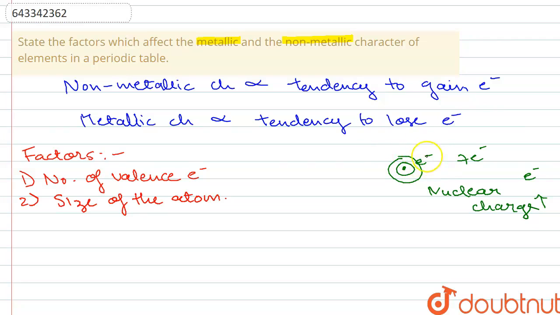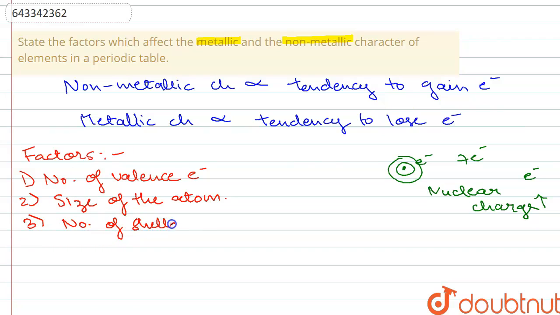Now if they are tightly bonded, it will be difficult for us to remove electrons. So these elements that have smaller size will have less tendency to lose electrons. If they have less tendency to lose electrons, they will have more non-metallic character, because if they had the tendency to lose electrons, they would be metallic in nature. Okay, another factor is the number of shells in the atom. So it also depends upon the number of shells.